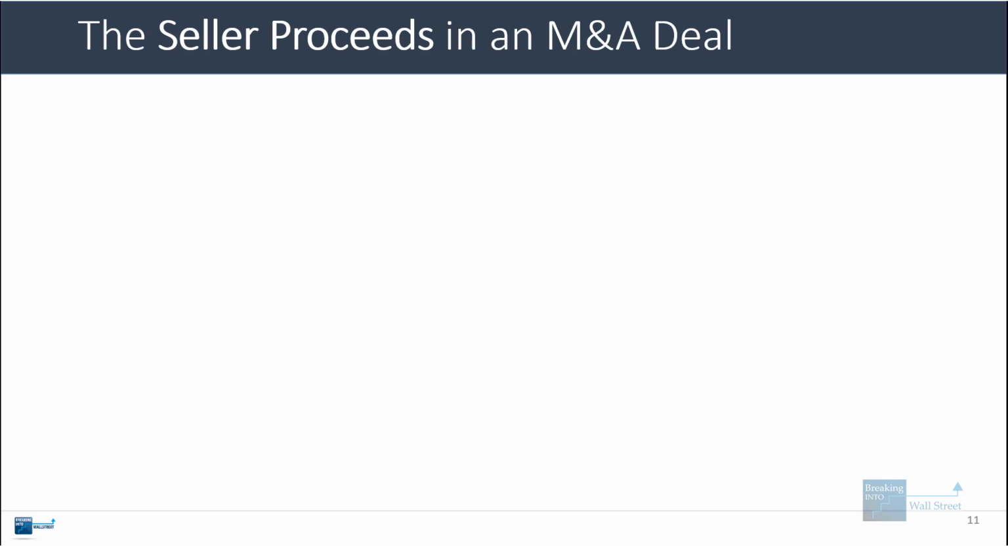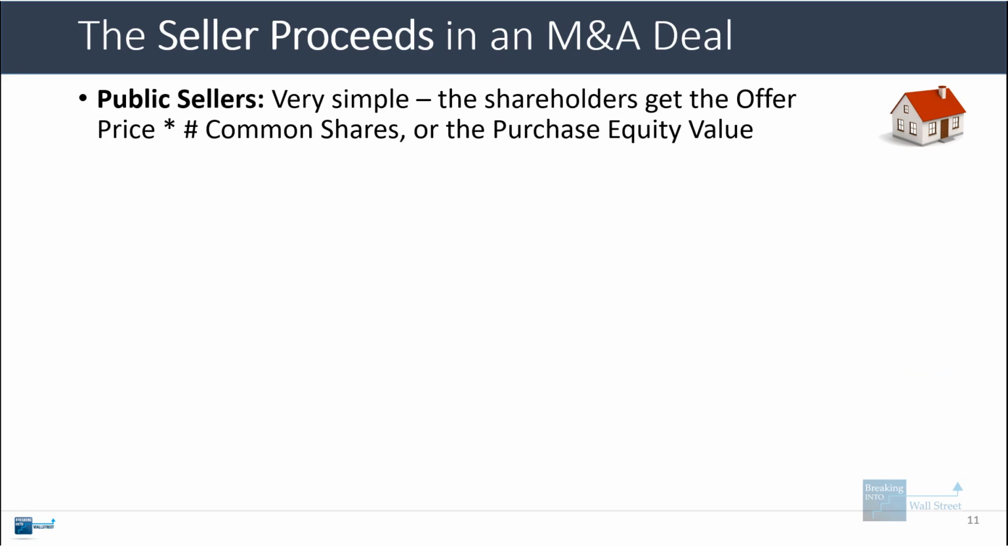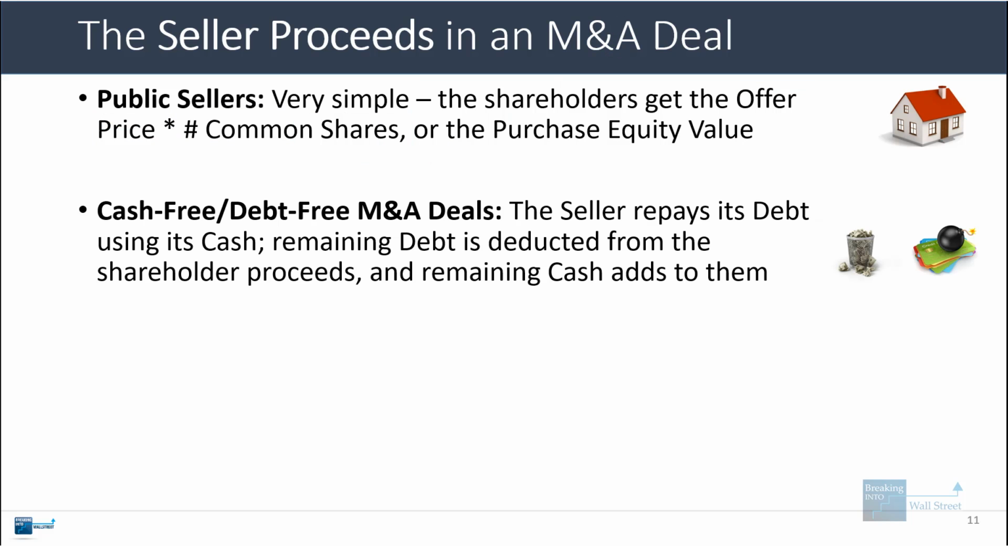Now the second part here is much shorter. The seller proceeds in an M&A deal. For public sellers, it's pretty straightforward. The shareholders simply get the offer price per share times the number of common shares. So it really is just the purchase equity value. In a cash-free, debt-free M&A deal, the seller repays its debt using its cash. Any remaining debt is deducted from the shareholder proceeds. And then if there's cash remaining, that actually adds to the proceeds.